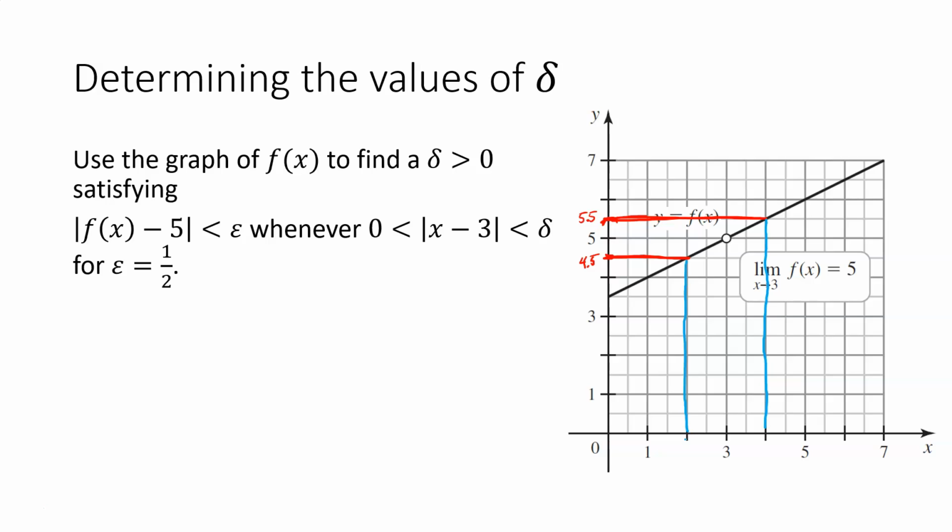And of course I noticed that at x equals 2, that corresponds with 4.5 here. And then when x is 4, that corresponds with 5.5. So I can see that in this case, as long as I'm within a distance of 1 from the 3, then my function values will be within a distance of 1/2 from 5. So again here, if the absolute value of x minus 3 is less than 1, then |f(x) - 5| is less than 1/2, just from the graph.